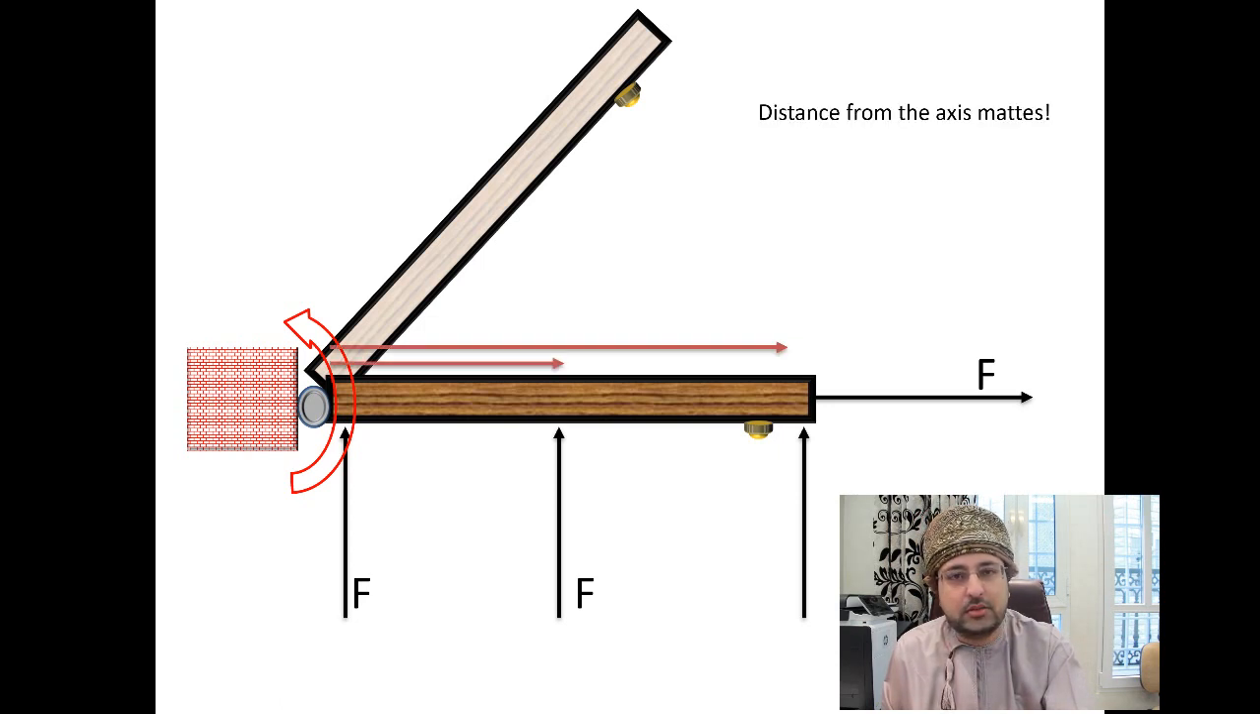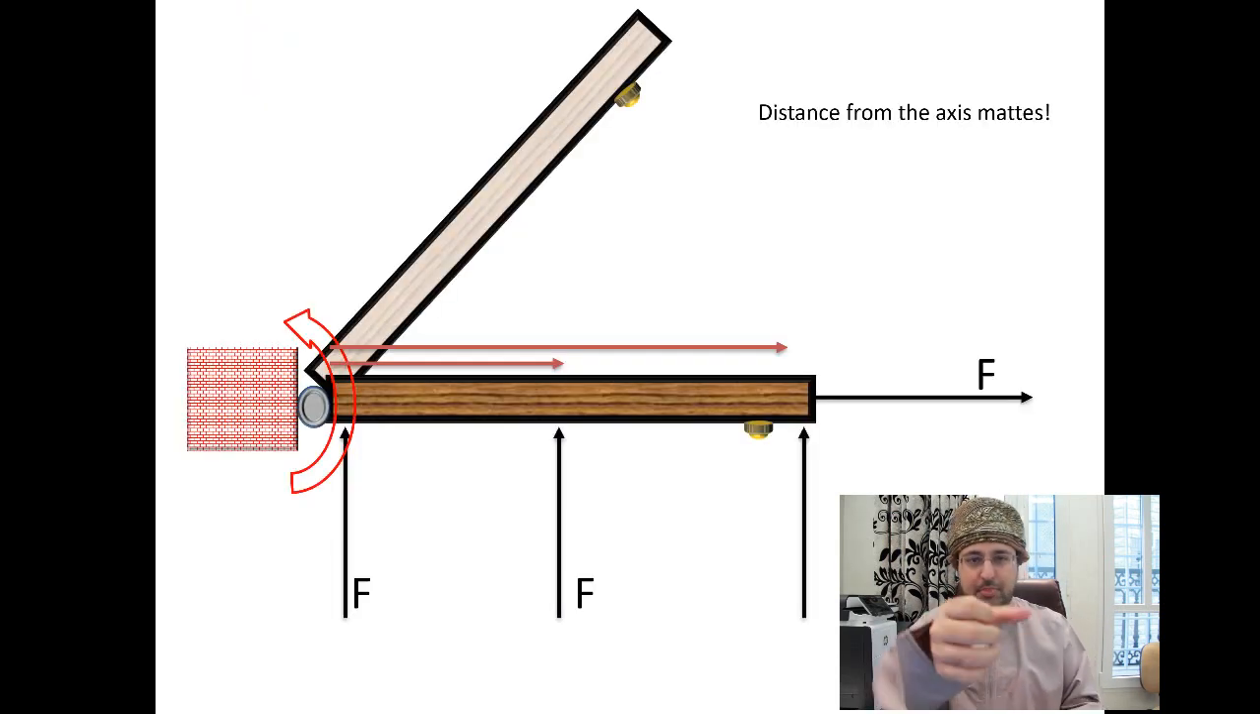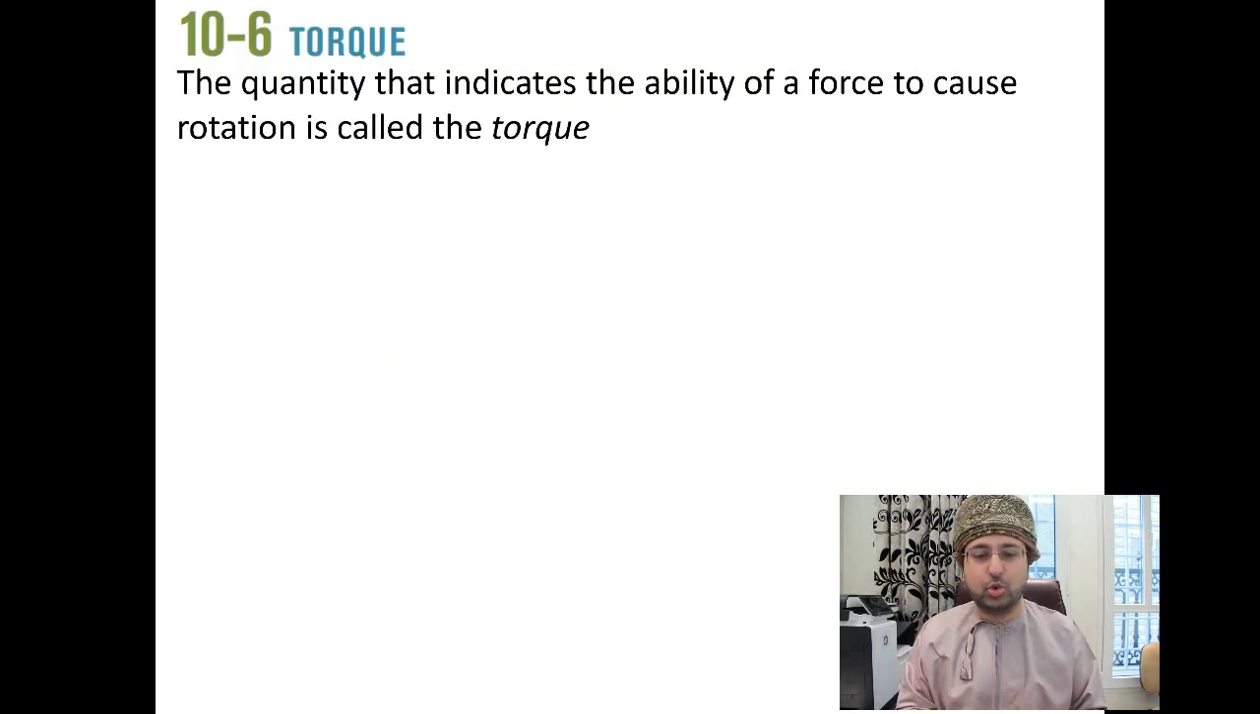The distance from the axis of rotation matters. Why? Because the force that you are putting on it is only one half of the story. The other half is how it translates into rotational motion, and that is called torque. The quantity that indicates the ability of a force to cause rotation in the first place is called torque. So you could be pulling the door with 10 million newtons, it wouldn't rotate because the torque would still be zero.